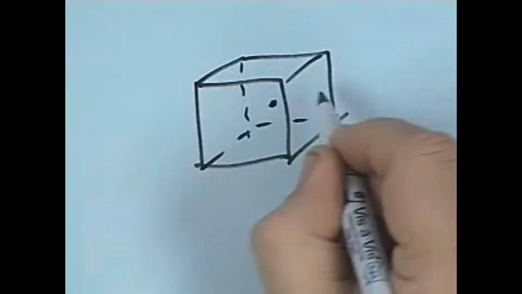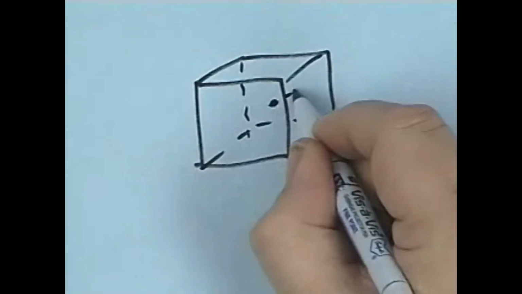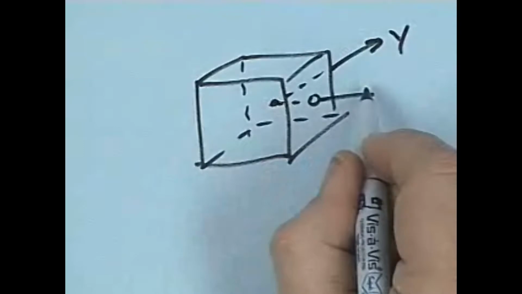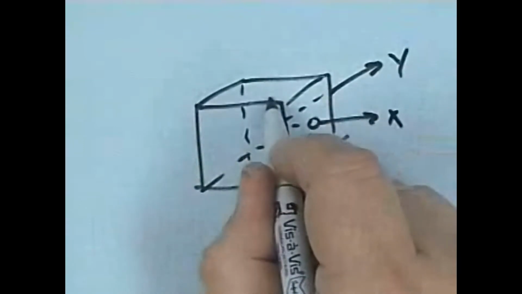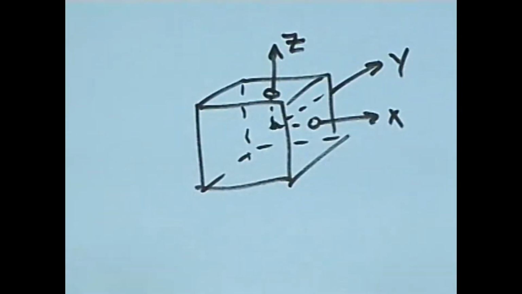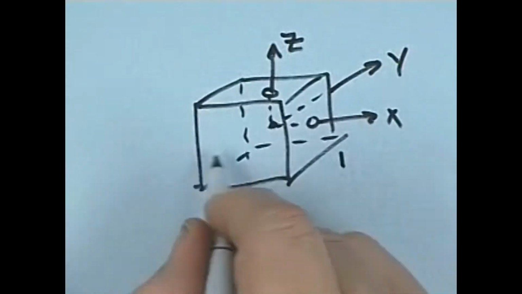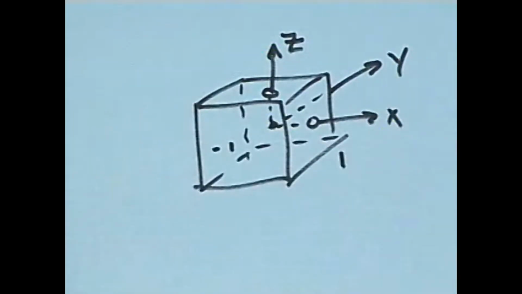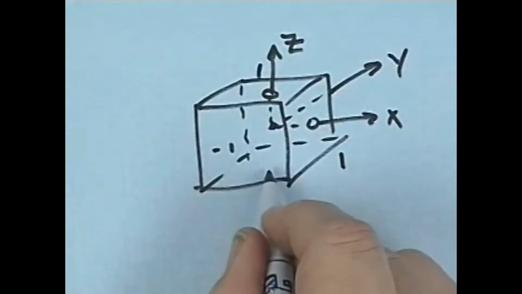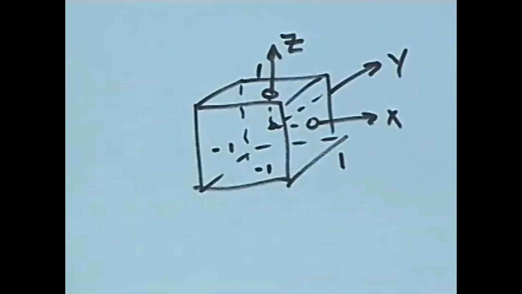Okay, right there's the origin. So we have y coming out here, x coming out here, and z coming out here, and this is 1 and -1. So yes, it turns out to be something which is on the interval from 1 to -1. Okay, so it looks like this.